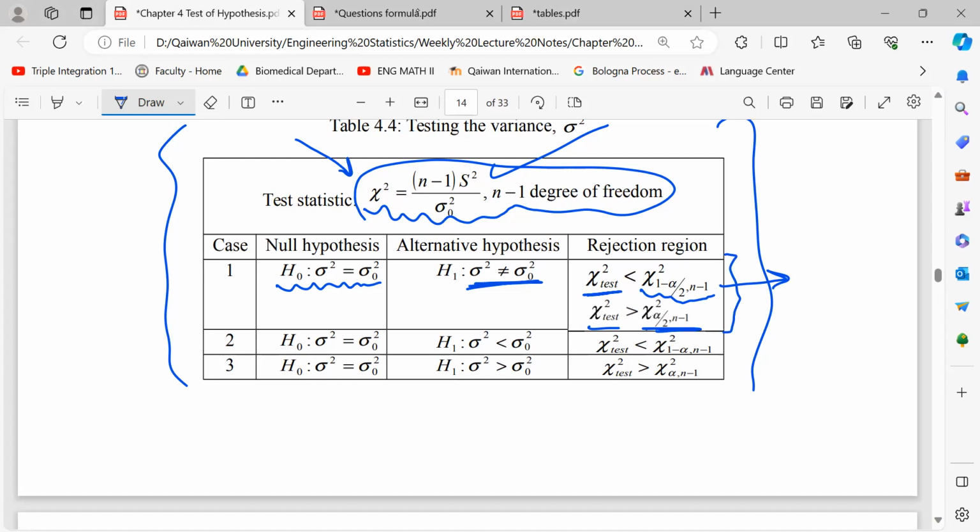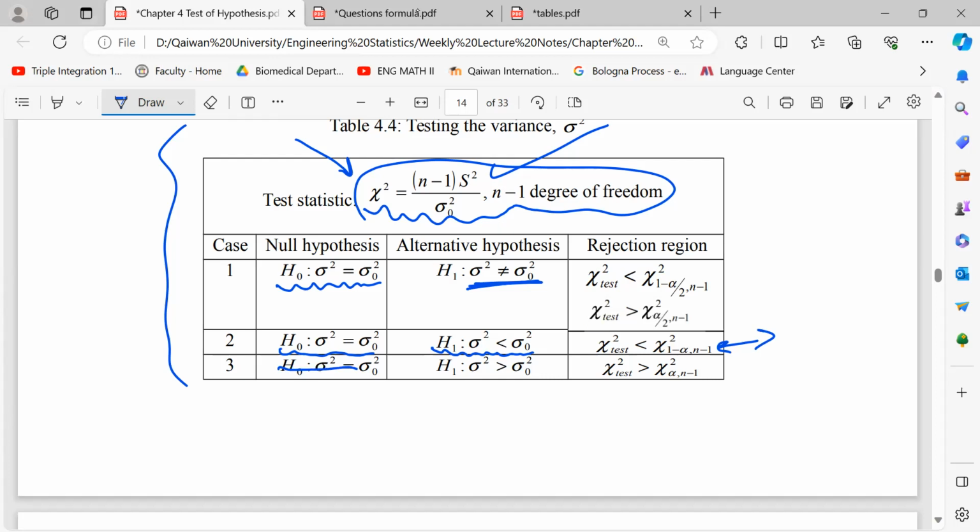But if H naught is this one and the alternative hypothesis is sigma squared is less than sigma naught squared, if we have the case that the variance is less than the given variance, we say if chi-squared test is less than chi-squared of 1 minus alpha and n minus 1, meaning steps 4 and 5 satisfy this, we say H naught is rejected. If not, we say H naught is not rejected.